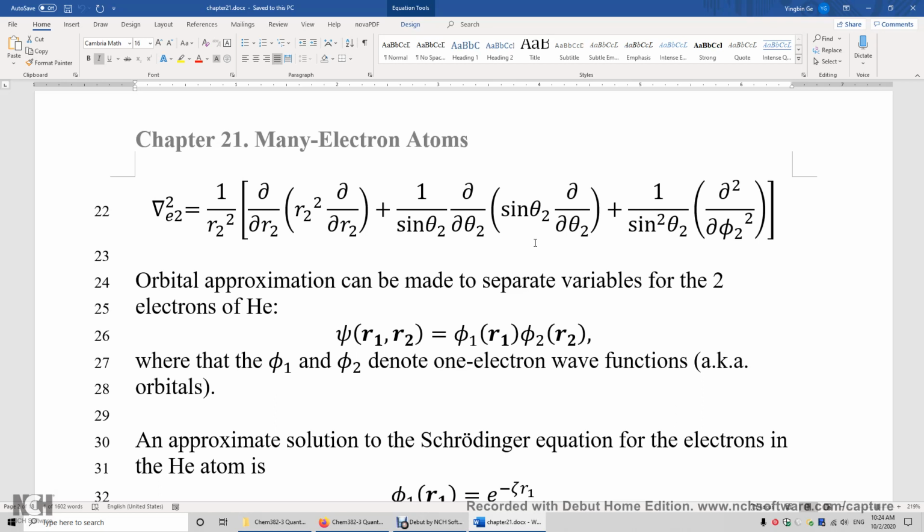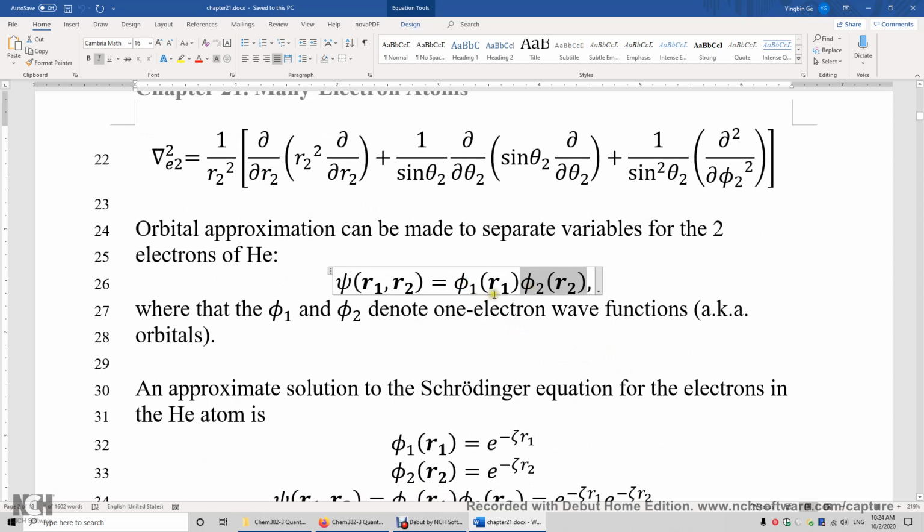So first, let's just assume that we can separate the wave function of electron 1 from the wave function of electron 2. That means we can write this wave function of the two electrons as a product of two functions. The first function is the wave function of electron 1. The second function is a function of electron 2. So by doing this, we are assuming the motions and the positions of these two electrons are independent of each other. This phi 1 and phi 2 are the one electron wave functions for these two electrons. So they are also called orbitals.